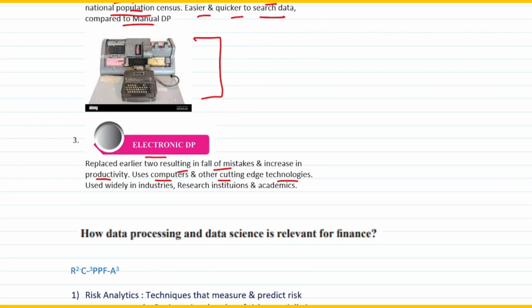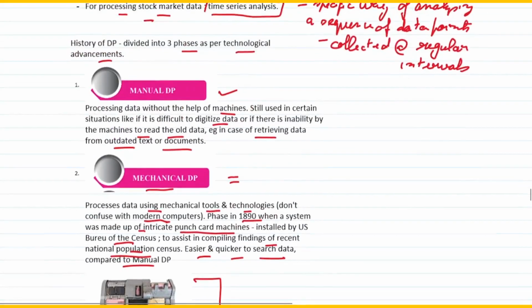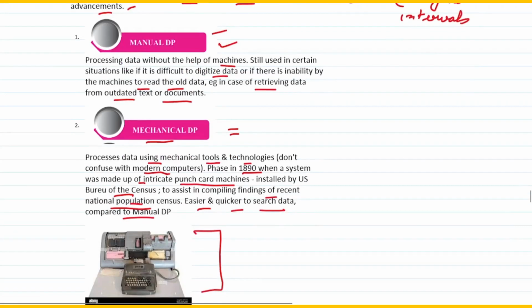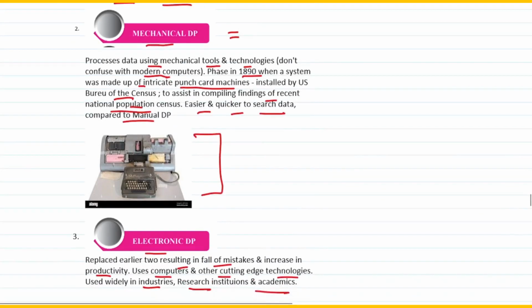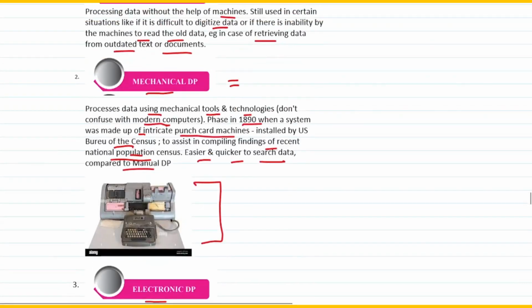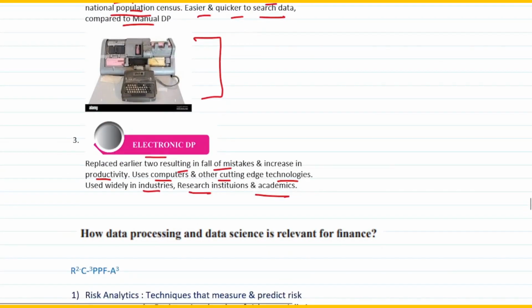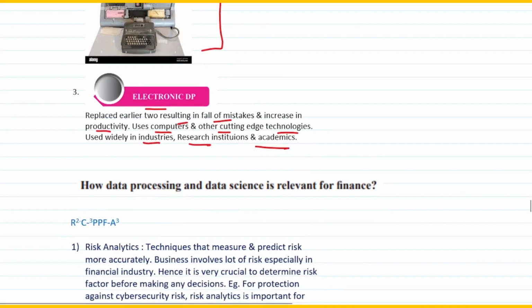Now, where exactly are these used? These are used in various industries, research institutions, and academics, right? So basically we have data processing divided into three phases as per technological advancement. First one is manual, second one is mechanical, and the third one is electronic. Mechanical does not include the use of modern computers, whereas electronic does. So that's the core difference between both of them. In case of mechanical, please remember we talk about the punch card machines, right? Electronic DP was used to overcome the mistakes of the earlier two and to increase the productivity, generally used in industries, researchers, institutions, and academics, right?